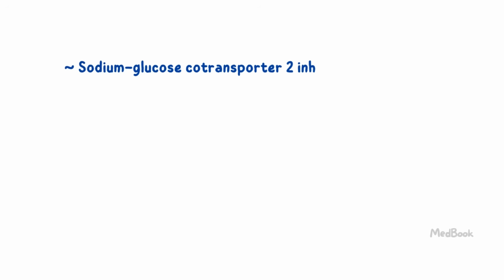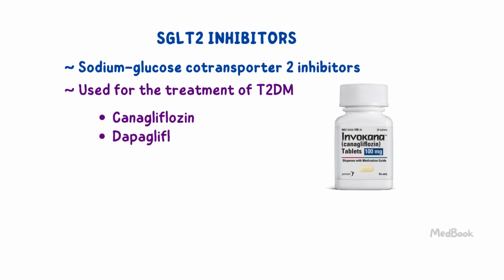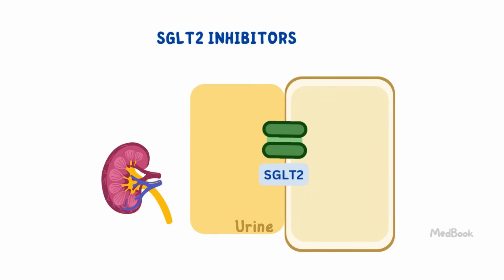Sodium glucose cotransporter 2 inhibitors, or SGLT-2 inhibitors, are a category of drugs used for the treatment of type 2 diabetes. Canagliflozin, dapagliflozin, empagliflozin, and ertugliflozin are the drugs in this category. In proximal convoluted tubules in the kidney, there's a transporter known as the sodium glucose-like transporter 2, or SGLT-2.